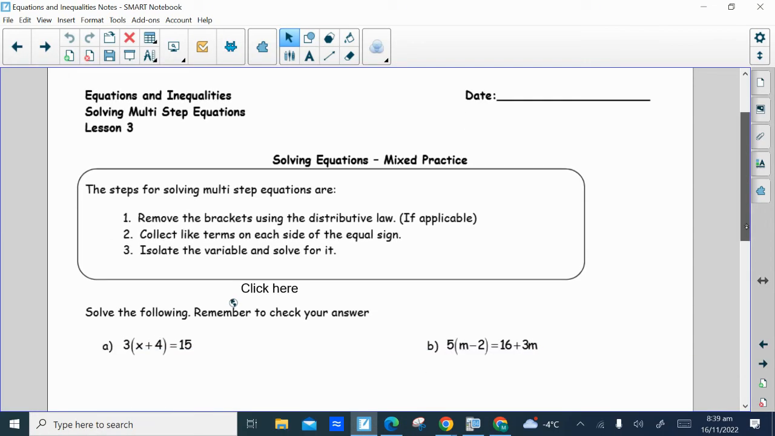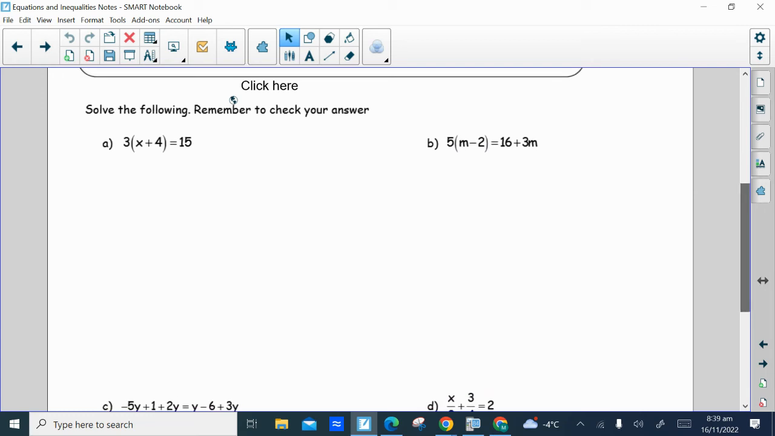Okay, so those are the steps that we're going to follow. And then remember, always we're going to check our answers to make sure that the answer we got is correct.